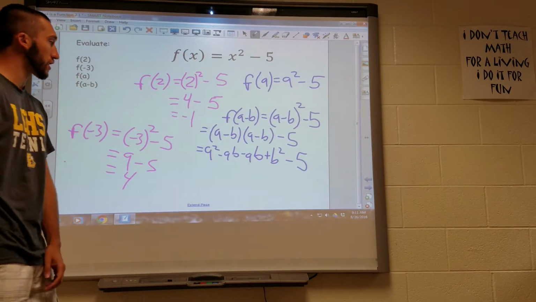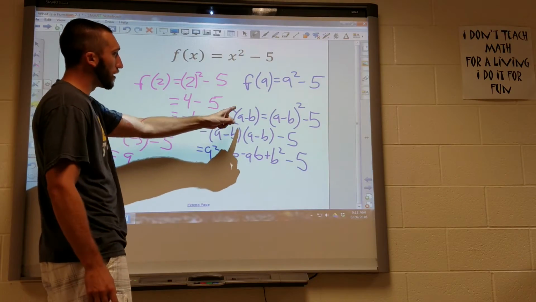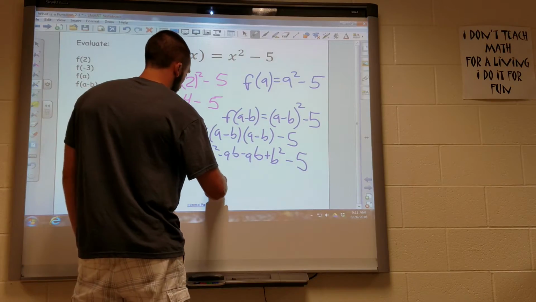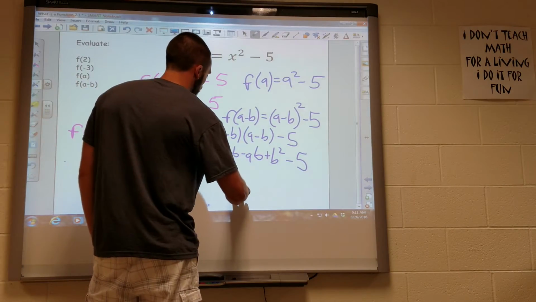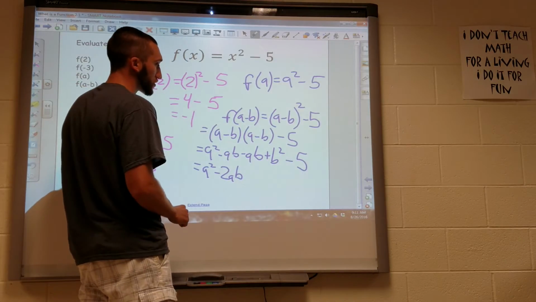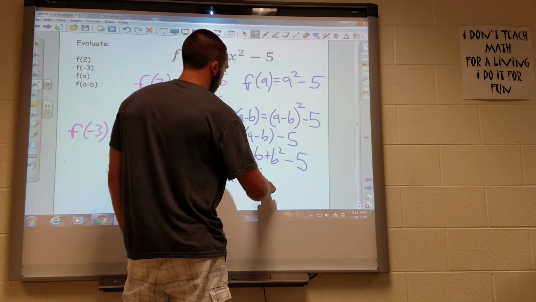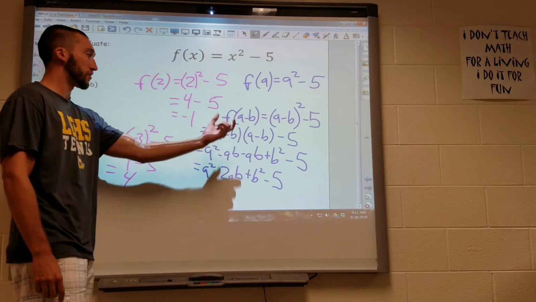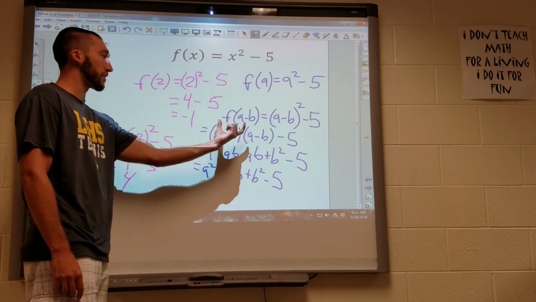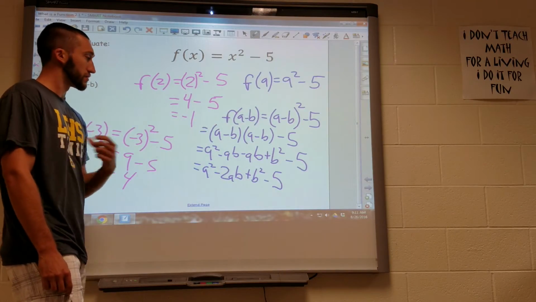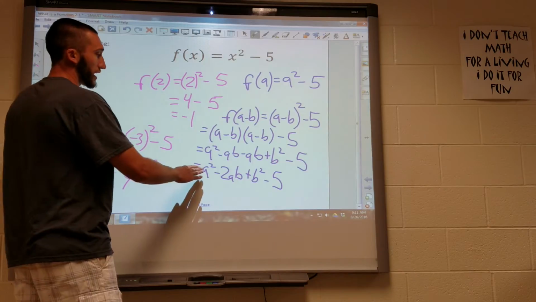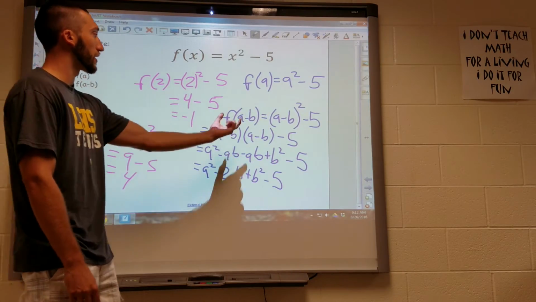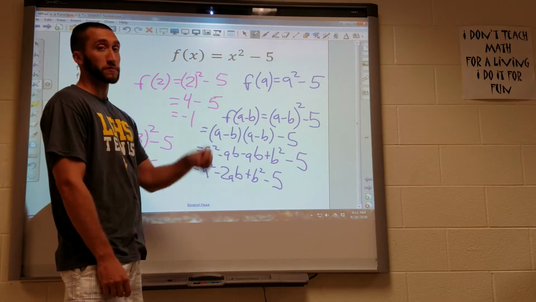So if I combine like terms, f of a minus b, so if I plug a minus b in for x, I'm going to get a squared minus 2ab. I'm combining these two middle terms here, plus b squared minus 5. I'm combining like terms, and squaring this term here should not be new to us. So maybe a little review there. Okay, so my overall answer is a squared minus 2ab plus b squared minus 5, if I plug a minus b into my function.